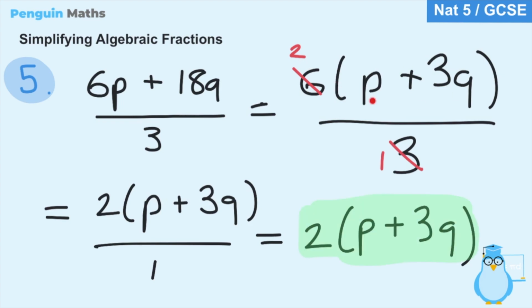So again, we factorise to allow us to cancel out. In this case, it was the two numbers, 6 and 3. We divided both of them by 3. 6 divided by 3 gave us 2. 3 divided by 3 gave us 1. So we do the same on the top as we do to the bottom, and that gave us the final form that we had here.